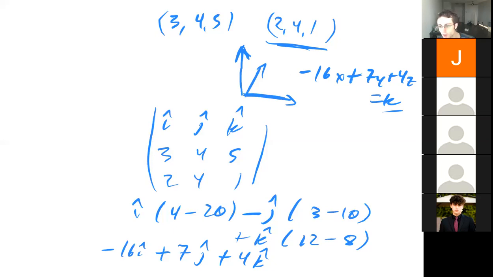So the orthogonal vector is just orthogonal to the plane, the normal vector. Yeah, that's right. What do you plug in? You either plug in the values of this point or the values of this point, okay?